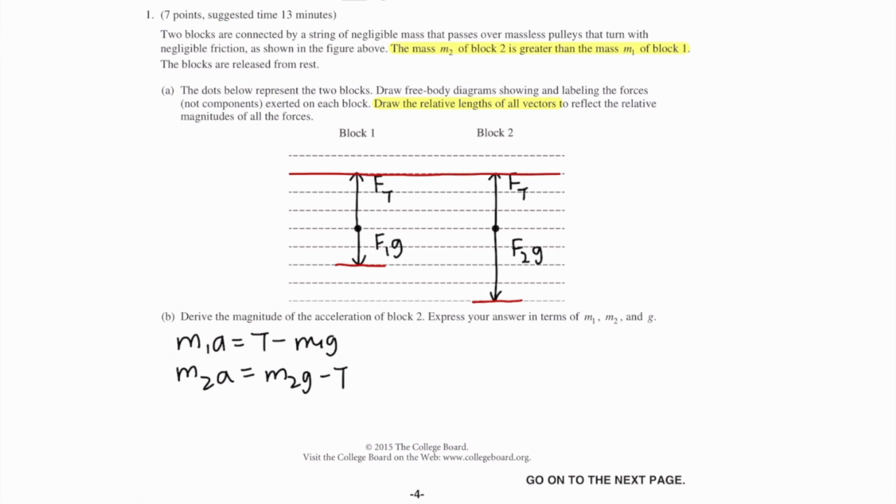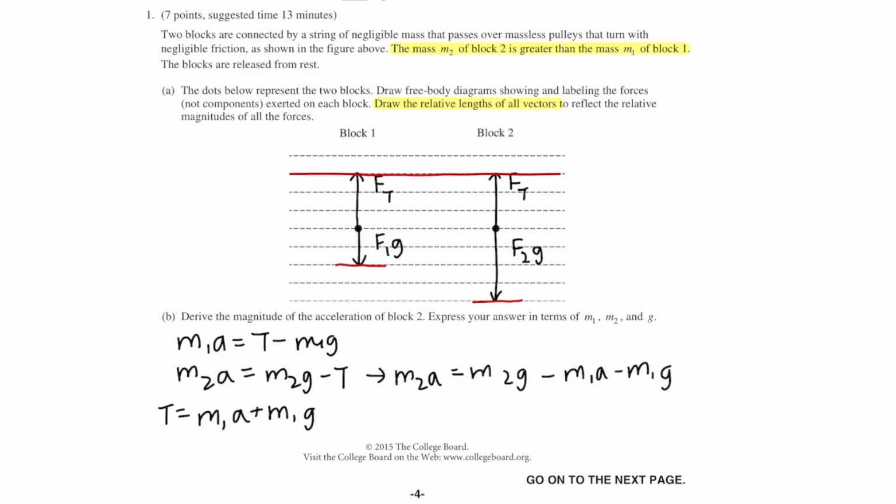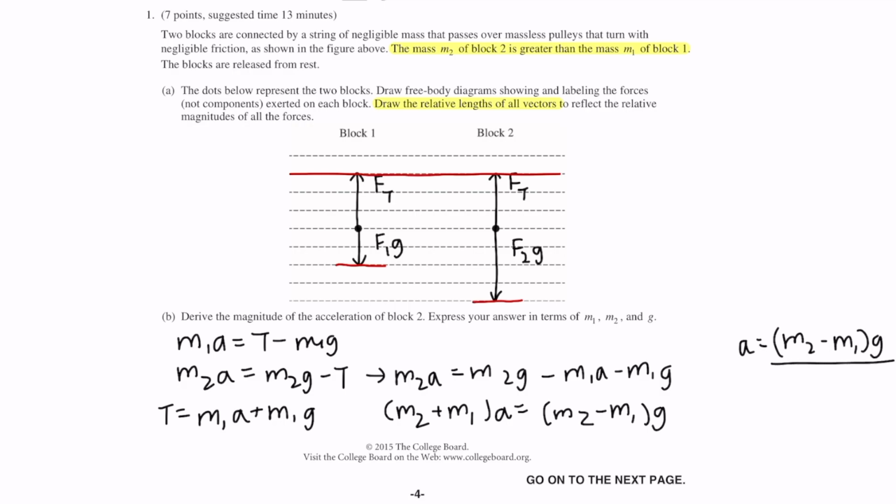Now, combining those equations by isolating T, we get that T equals m1a plus m1g from the first equation, and combining that with the second one, we get that m2a equals m2g minus m1a minus m1g. And rearranging, we get that (m2 plus m1) times a is equal to (m2 minus m1) times g. And now we can solve for a, which gives us a equals (m2 minus m1) times g all over (m2 plus m1).